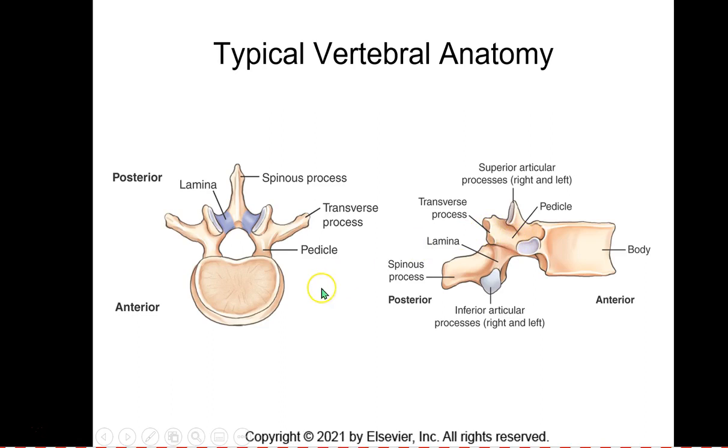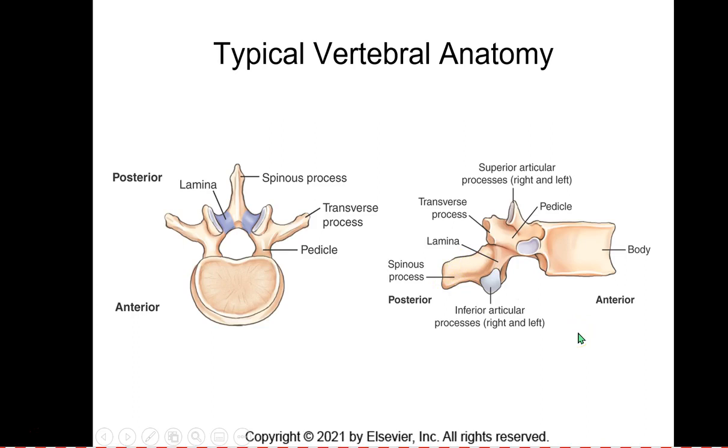Now notice the transverse process is much easier to view looking from the top down. From the side, it kind of is difficult to appreciate on end. Continuing posteriorly from the transverse process on each side, remember, are the two lamina. So here would be lamina, okay? And remember the lamina end in the spinous process here.